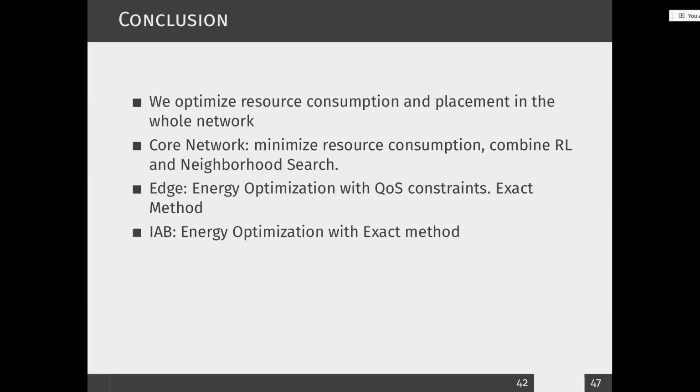So now I will conclude. So in conclusion, we did several things. First, we optimized the resource consumption and placement for the whole network. First in the core, we minimized the resources, and we combined reinforcement learning and neighborhood search.